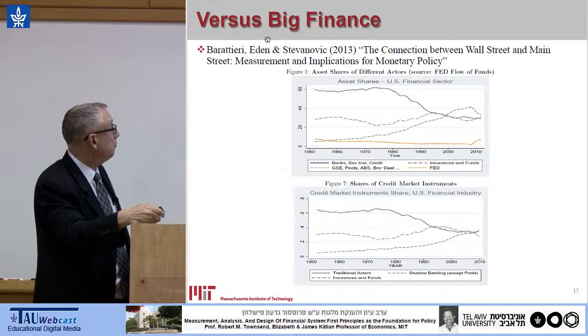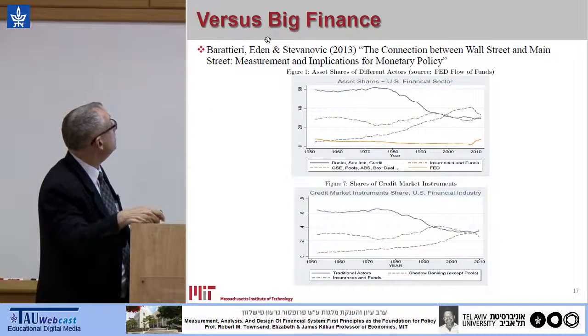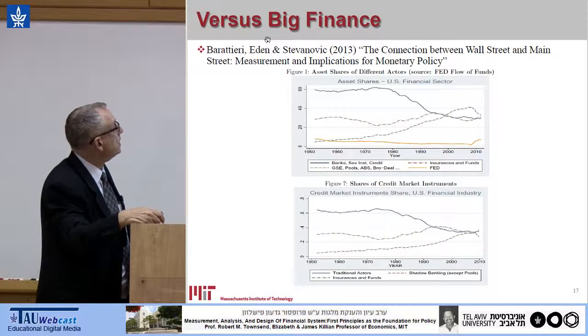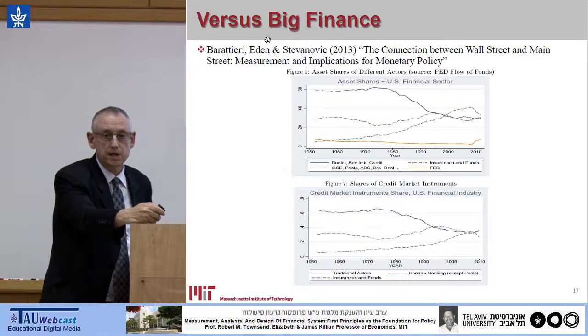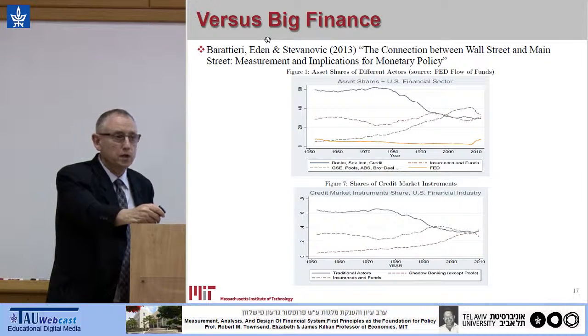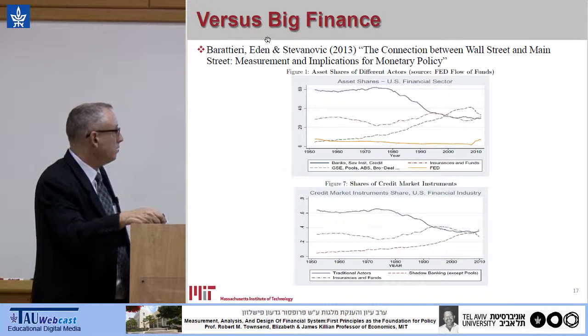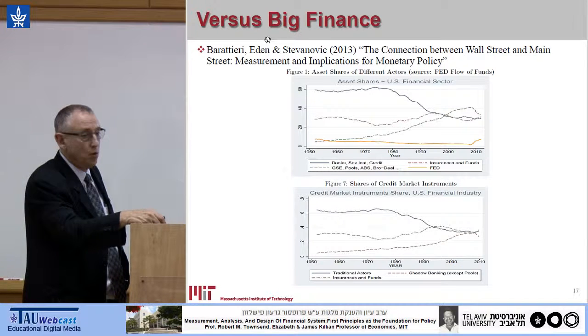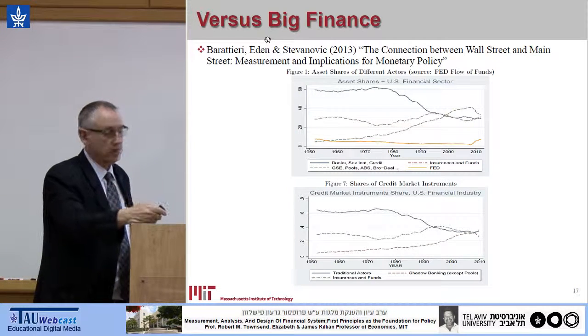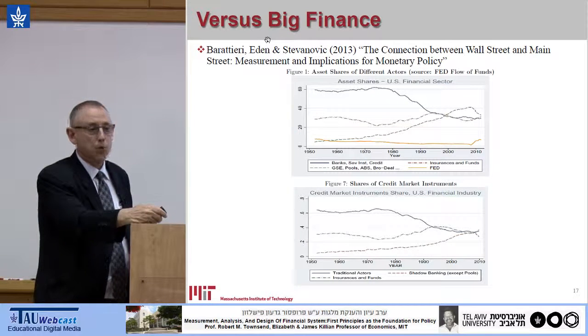This seems to have fallen out of fashion, but I would argue, again, that it's things like this that would be very helpful. On the other hand, Maya Eden and her co-authors wrote this paper, which is how I found it, The Connection Between Wall Street and Main Street in Measurement and Implications for Monetary Policy. What they mean by Wall Street is the degree of indirect finance. Rather than a company borrowing by issuing a bond that someone buys, what we increasingly see is shadow banking and so on, intermediated through third or multiple parties.